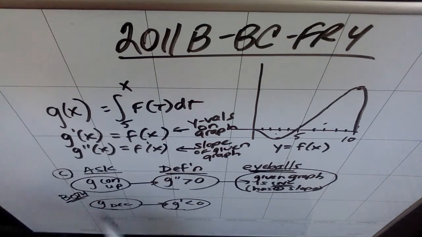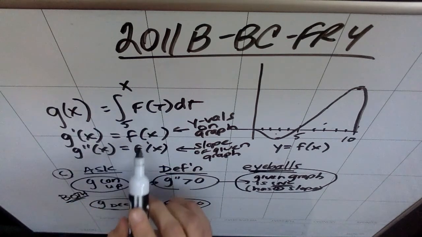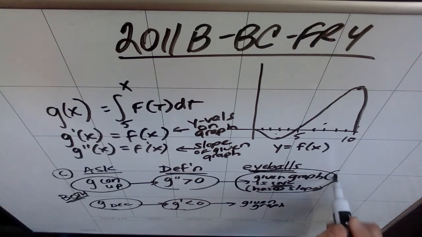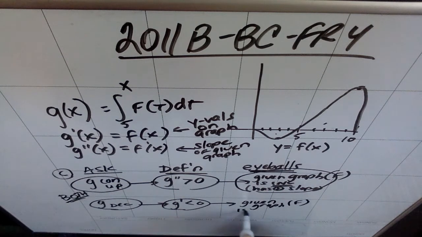G prime is less than 0. Well, I know that G prime is really just the y values on the given graph. So if G prime is the y values on the given graph, we want the y values on this graph to be less than 0. So the given graph, the other way to say that is f. If you want to be safe, say the given graph f is below the x-axis, right? That's what it would mean for f to be negative. It would be below the x-axis.